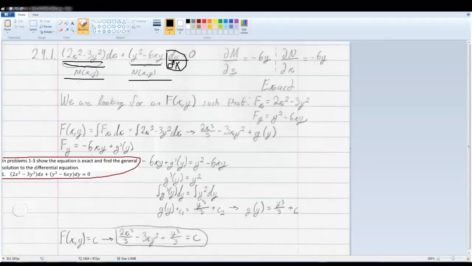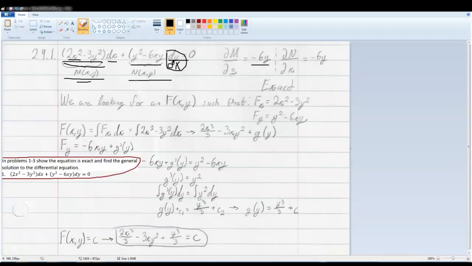For M, the first one, with dx, we want to partially differentiate that in terms of y. So I have 2x squared here. I'm going to treat that as 1. It's a constant. The derivative of 1 is 0. And now I have minus 3xy squared. The derivative of that is negative 6xy. So I discard the constant, which is x, and I leave the y. And so my partial derivative in terms of y is negative 6y.